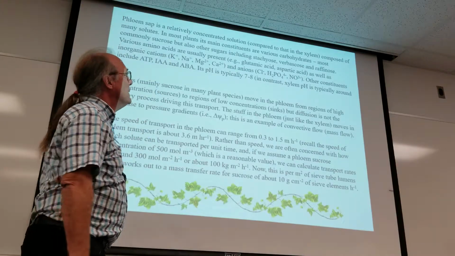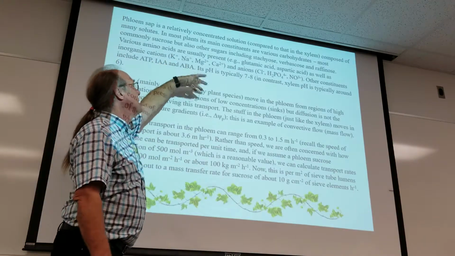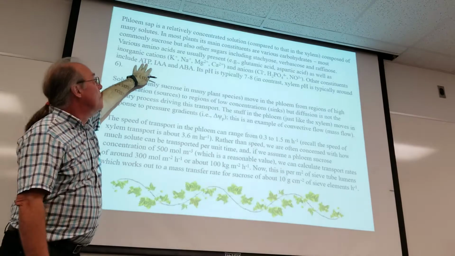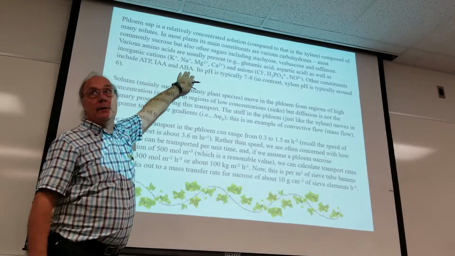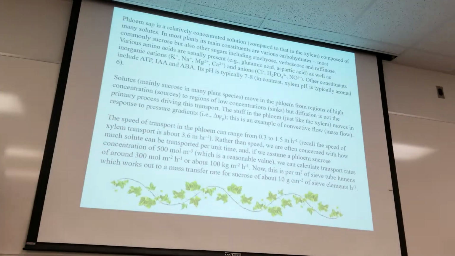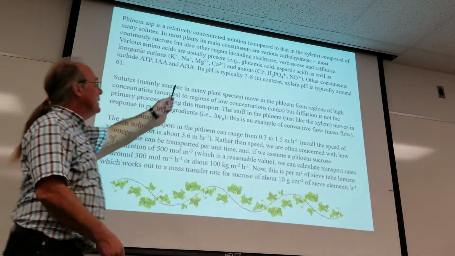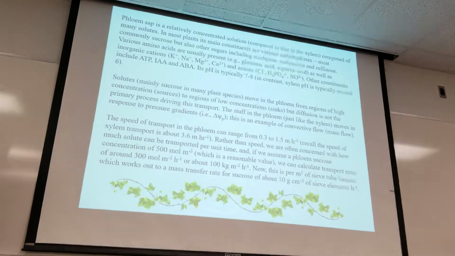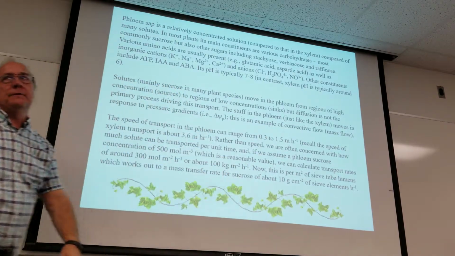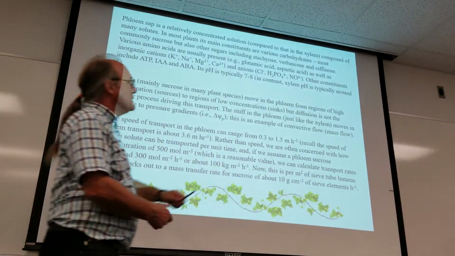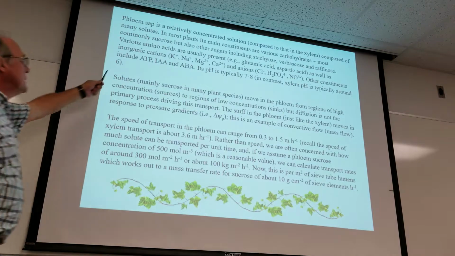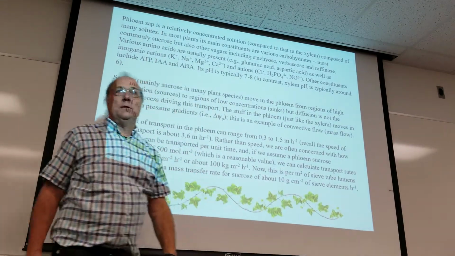Various amino acids, inorganic cations, potassium, calcium, anions, and things like ATP, hormones like IAA and ABA, right? The indole acetic acid, an auxin, and ABA, abscisic acid, which has a big role to play in root to shoot communication. The pH in the phloem is typically above 7. It's a bit alkaline compared to the xylem, where the pH is a bit acidic, a pH of 6 would be typical. In the phloem, it's neutral to a little bit alkaline.